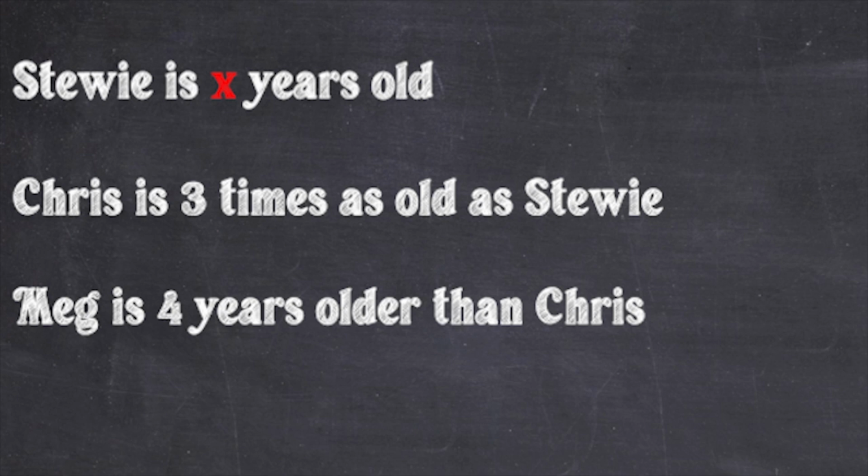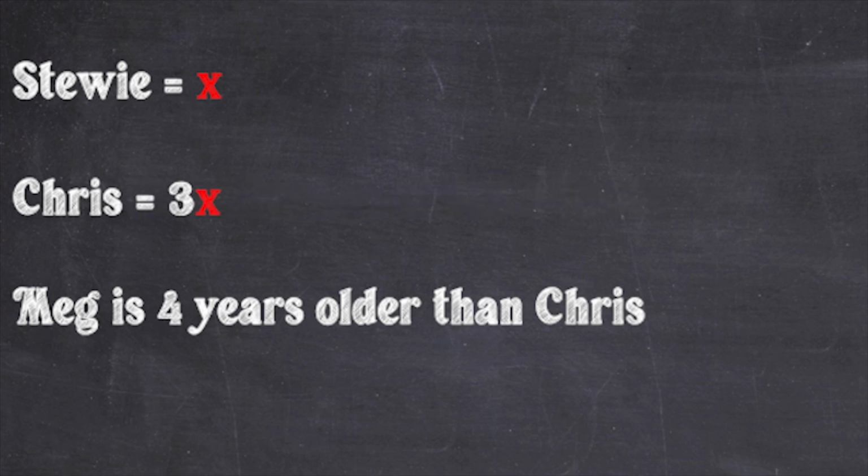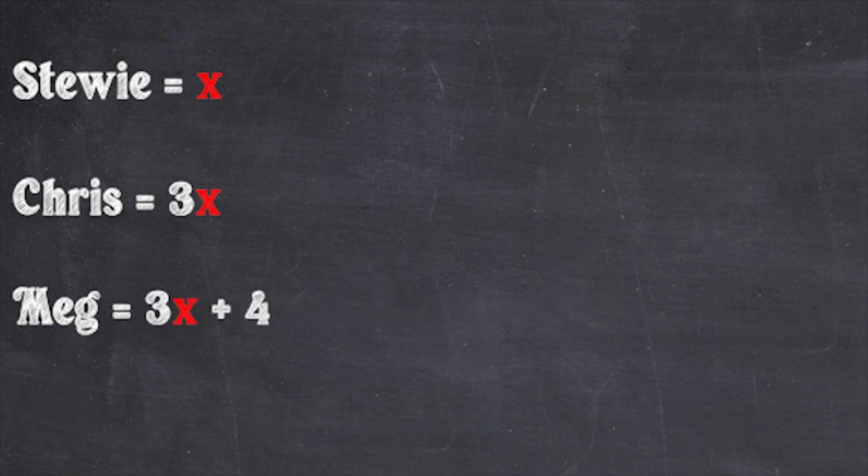First of all, we know that Stewie is X years old. Chris is 3 times as old as him, so Chris's age is 3X. Next, we know that Meg is 4 years older than Chris. Therefore, to find Meg's age, we just need to add 4 to Chris's age. This means that Meg's age is 3X plus 4. At this point, we have expressed the ages of the 3 siblings in terms of X. For the next part of the problem, we need to find Meg's age when Stewie's age is known to us.